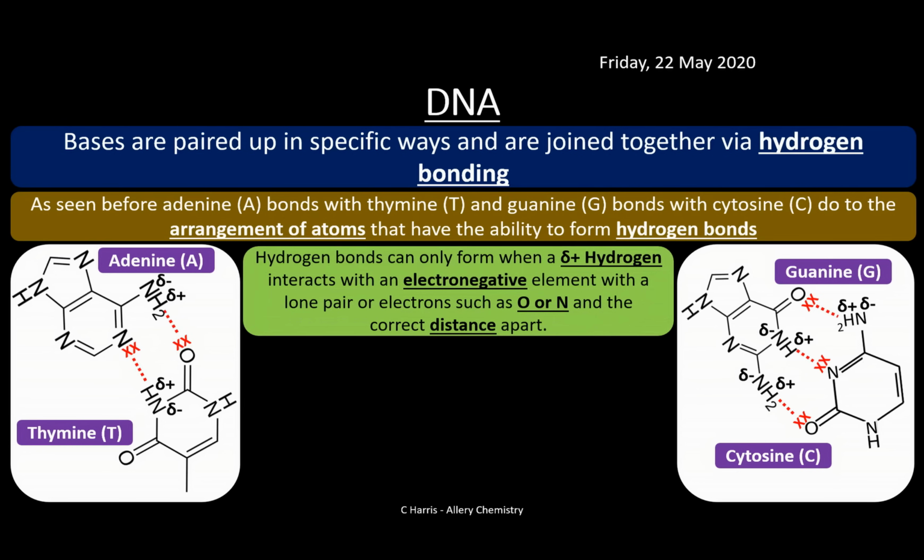So the hydrogen bonds form when we've got our delta positive hydrogen, which is here on the amine molecule, which is there. That interacts with an electronegative element, so the hydrogen there interacts with the oxygen on the thymine molecule, which is here, which has got the lone pair, and vice versa. Nitrogen on the adenine molecule has a lone pair of electrons, and that reacts with the hydrogen, you can see, on the NH on the thymine molecule.